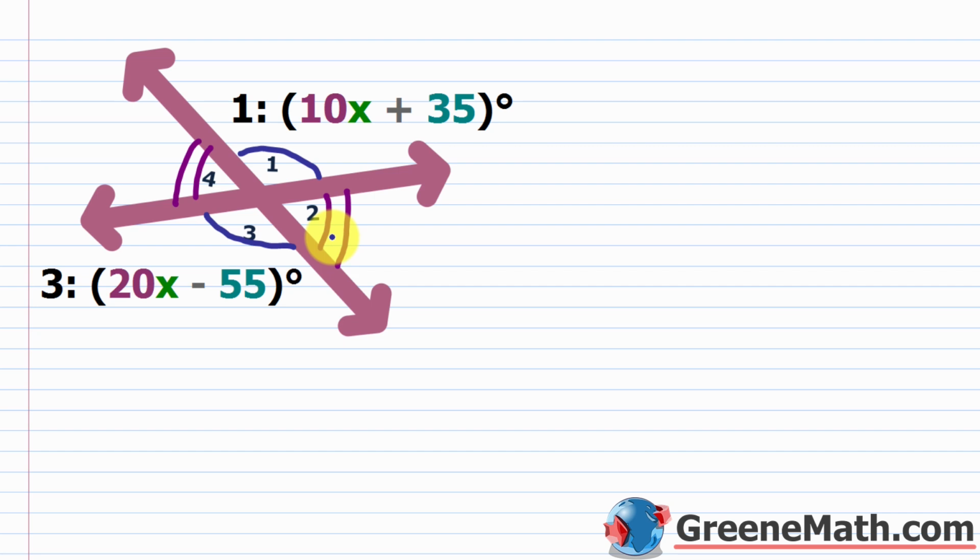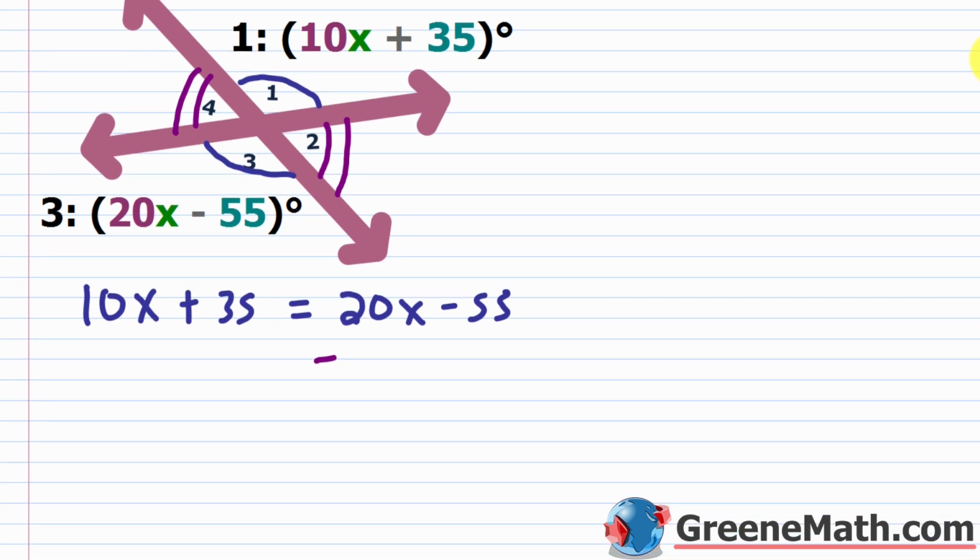If we want to find the measure of angles 1 through 4, what we do is we say, okay, we're given the measure of angle 1, it's 10x plus 35 degrees. We're given the measure of angle 3, it's 20x minus 55 degrees. Well, what we can do is set angle 1, which is again 10x plus 35 degrees, equal to angle 3, which is 20x minus 55 degrees. That's going to give me the value for x, and then I can plug that back in and find out what angle 1 is and what angle 3 is. So I'm going to go ahead and subtract, and let me scroll down and get some room. I'll come back up to the diagram in a minute.